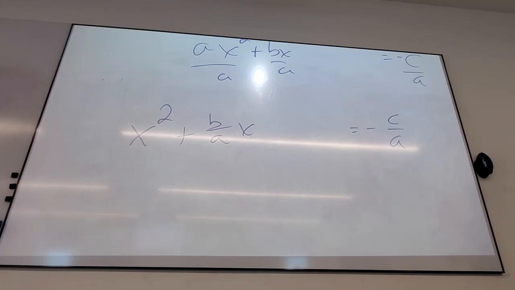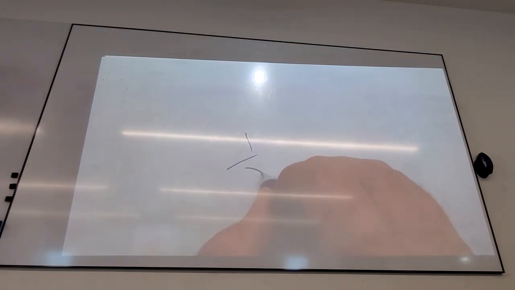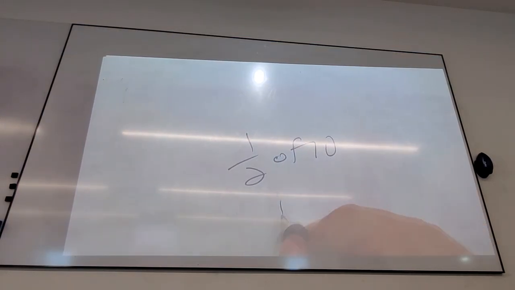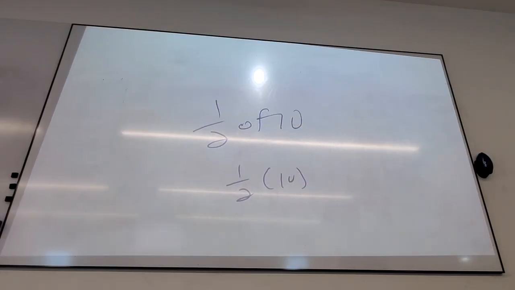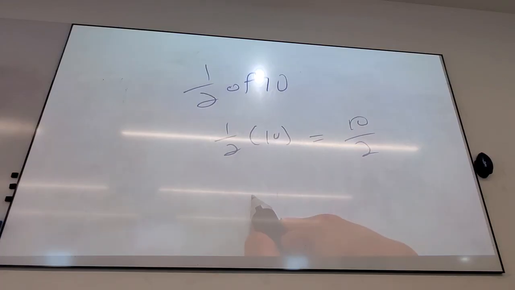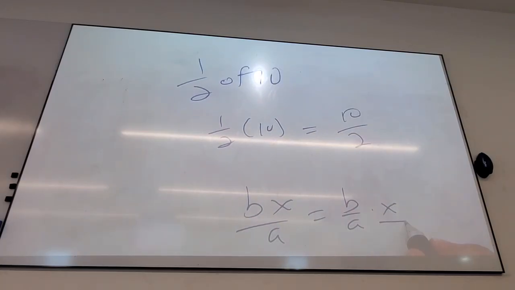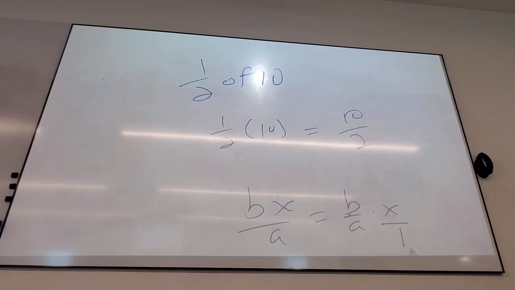Oh, why B over A, not BX over A? You just said the same thing. So, real quick. What is 1/2 of 10? It's 1/2 times 10, yes? But isn't 1/2 times 10, 10 divided by 2? Aren't those the same thing? Yeah. Okay, so bx over a is the same thing as b over a times x. They're the same thing. Because what's under the x?